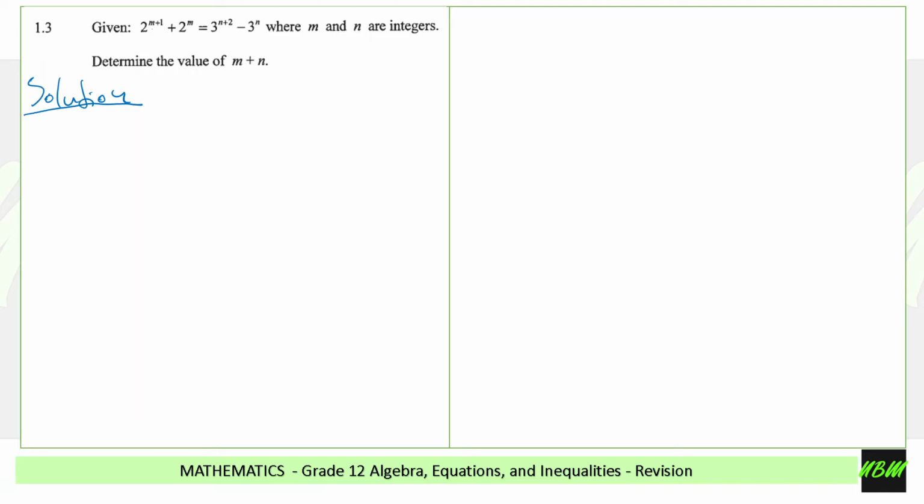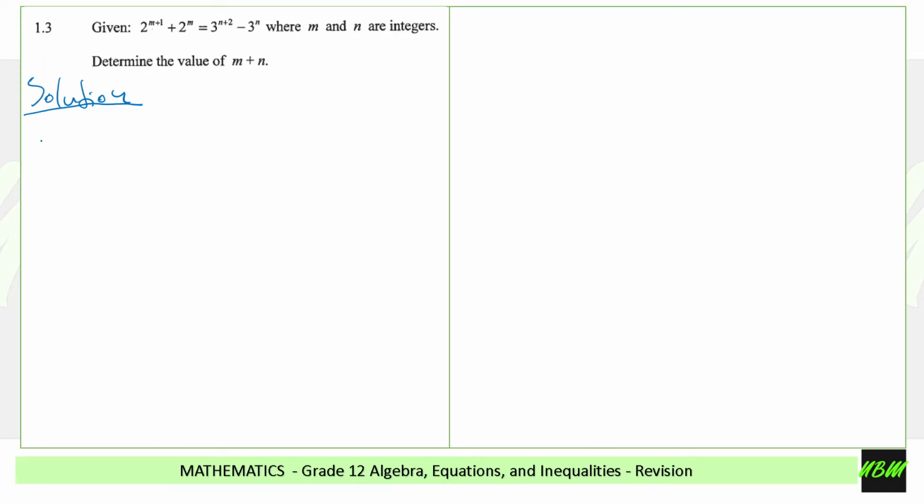1.3, we are given 2 to power m plus 1 plus 2 to power m is equals to 3 to power n minus 3 to power n, where m and n are integers. We have to determine the value of m plus n. What will be m plus n?